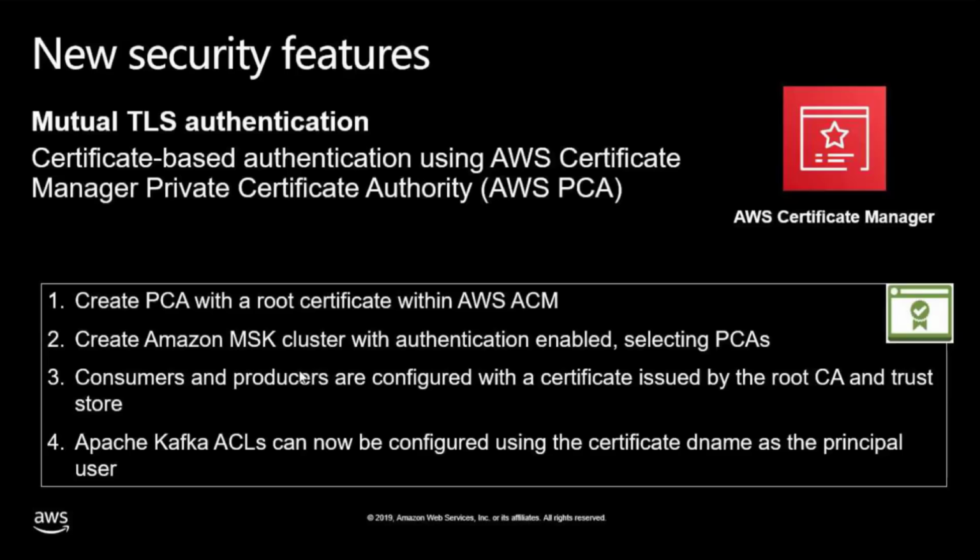So the process goes like this. You create a private certificate authority within the AWS ACM service. You will then enable authentication within the MSK cluster, select the certificate authorities you'd like to deploy to a cluster, and you also want to make sure that the consumers and producers are configured with a TLS client certificate that has been issued by the root certificate authority that you have selected. And finally, you can take the principal, create an ACL, or access control list, within Apache Kafka, and use the DNAME of the TLS certificate as the principal of the ACL, so that you can tie authentication and authorization together.